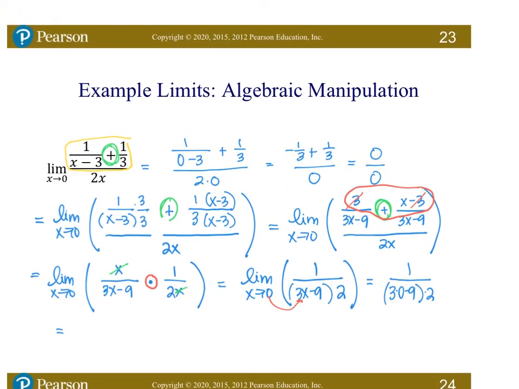That's 1 over negative 9 times 2, or negative 1 over 18. The negative shouldn't stay in the denominator. The negative can go right out in front of your fraction to show that the whole fraction is negative. So the answer is negative 1/18.